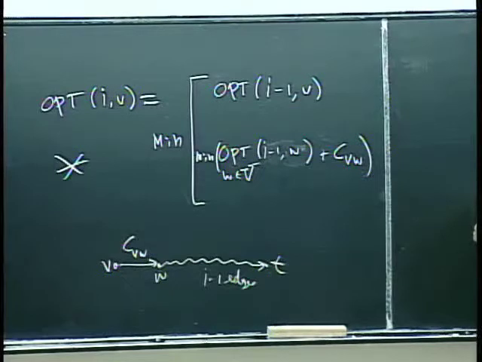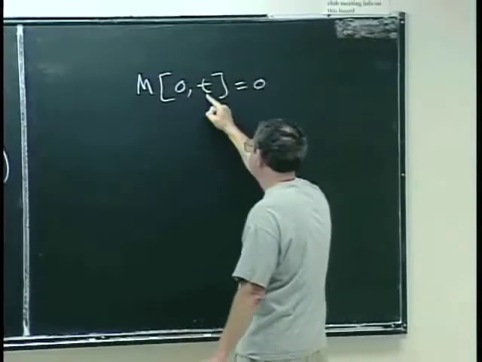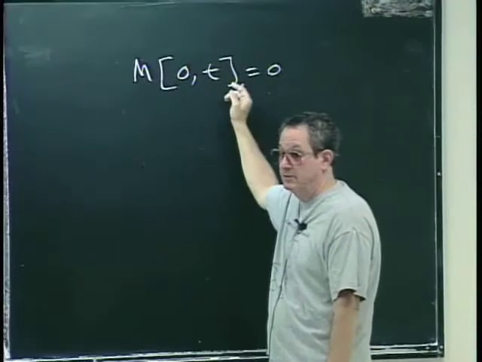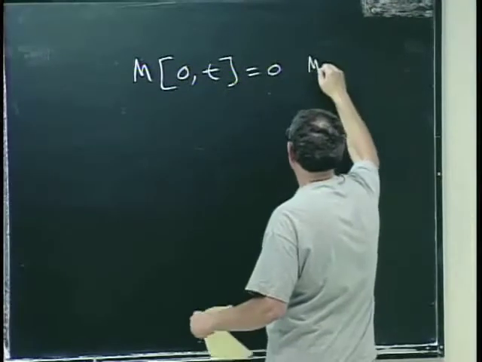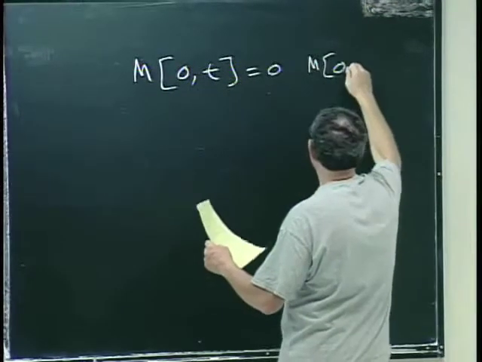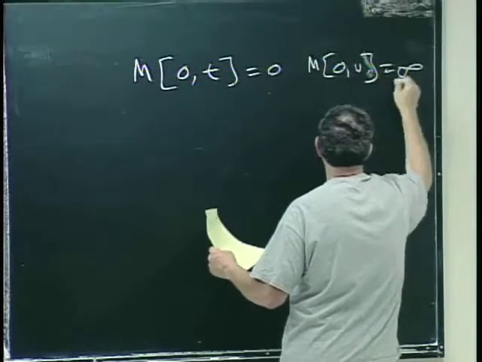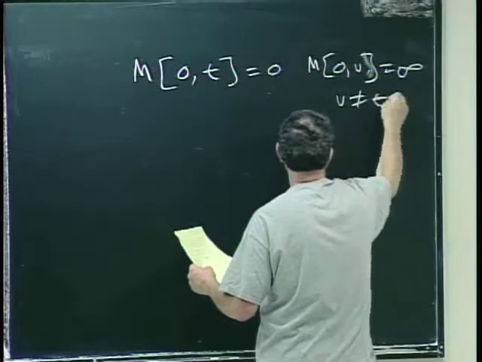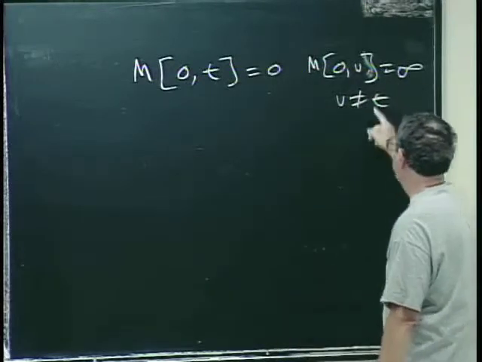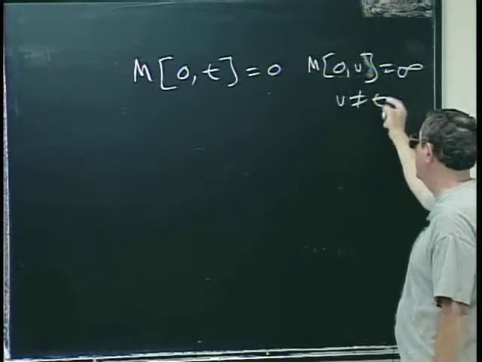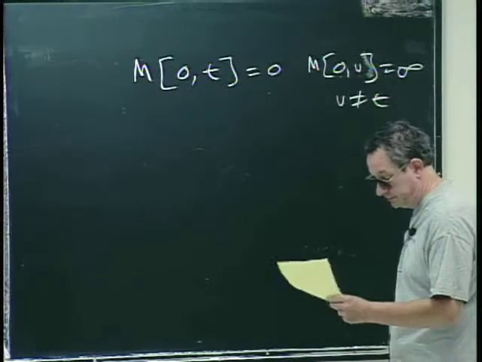M[0][t] equals 0. So this is saying, what's the shortest path from t to itself using 0 edges? 0. And M[0][v] is equal to infinity for v not equal to t. So these are the base cases. The shortest path going from v to t using 0 edges is infinite, unless you're already at t.